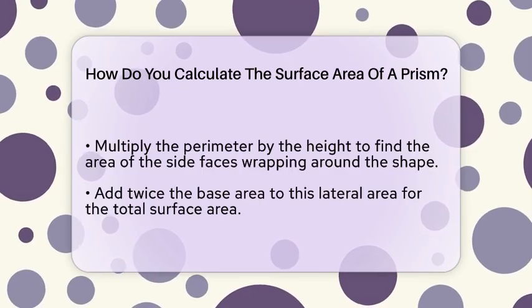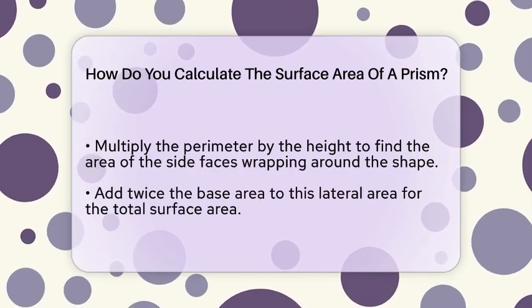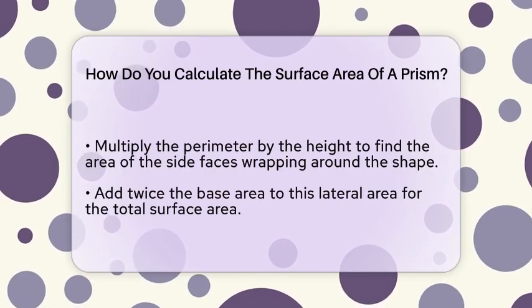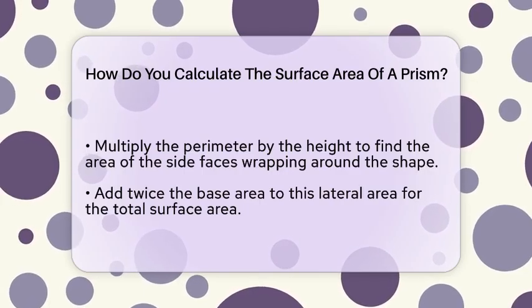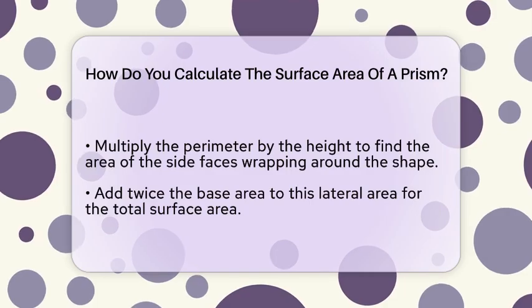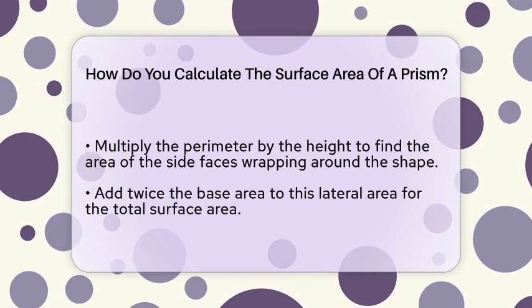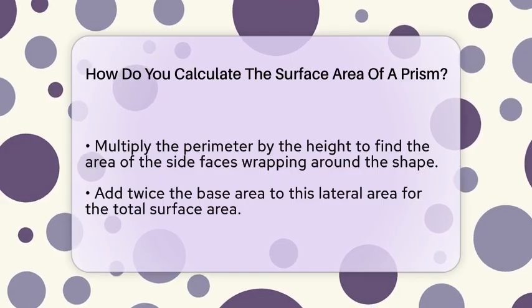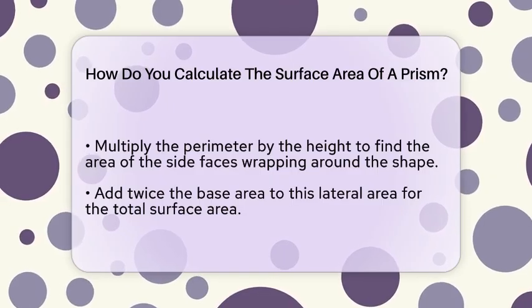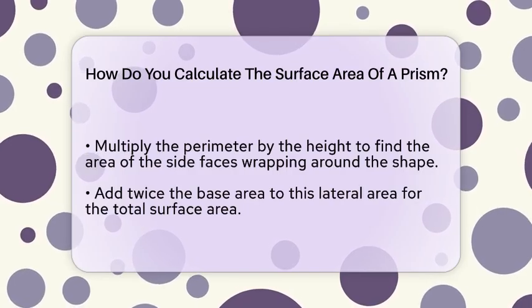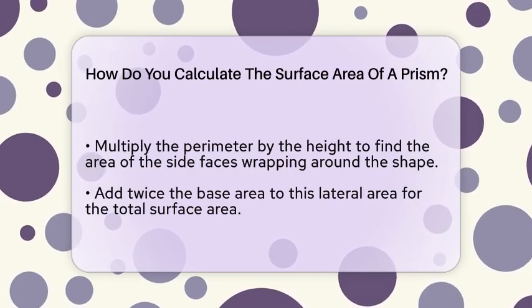To finish, add twice the base area to this lateral area. This accounts for both bases and all the side faces. For example, if you have a triangular prism with sides of a, B and C and a base height of BH, the base area is 1/2 times b times BH. The perimeter is a plus B plus C. The total surface area becomes the base area times 2 plus the perimeter times the height.